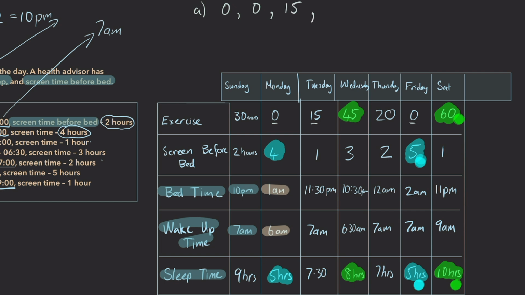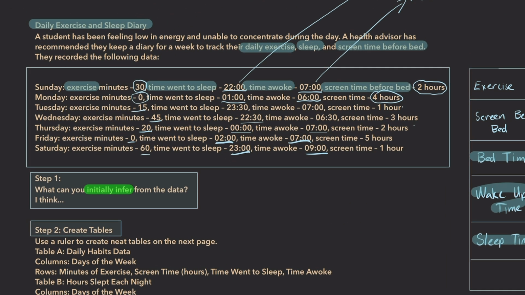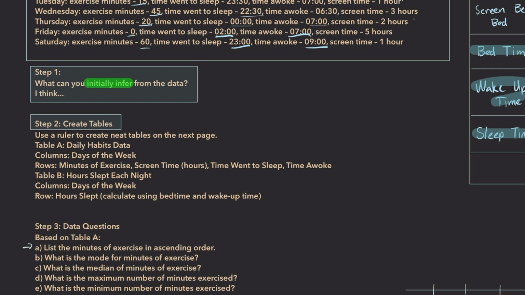Then the next lowest number is 20. So I'll put 20. Then 30. Then 45. Sometimes it's good just to tick them off as you do them so you know which ones you've done and which ones you haven't done. Okay, so there's my exercise data arranged from lowest to highest. Now what else does it ask us? What is the mode?